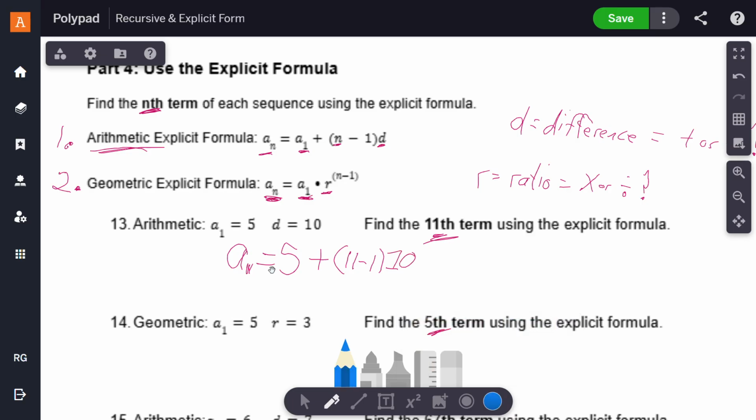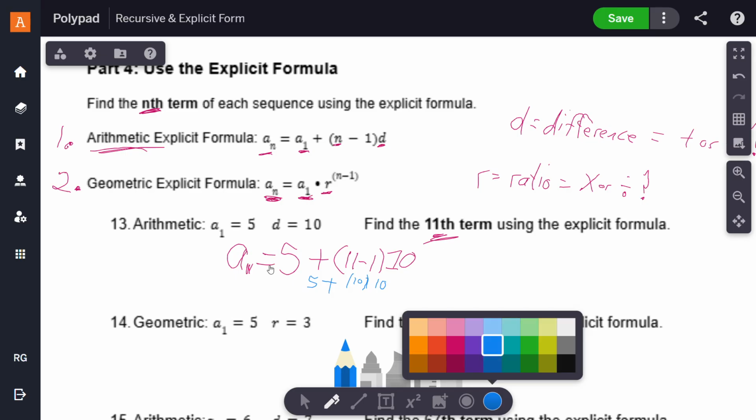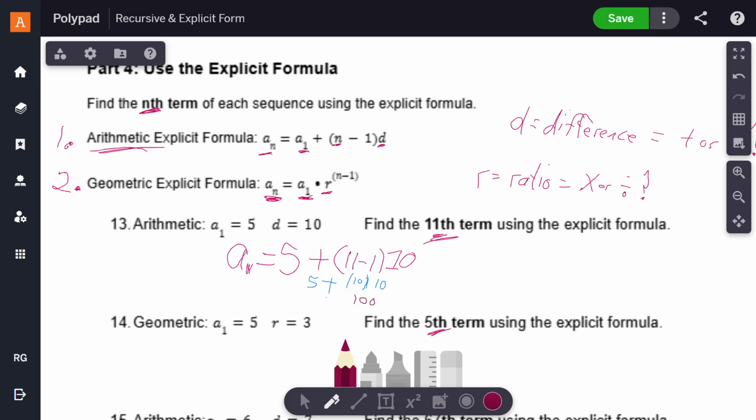All right, we can use the order of operations. Parentheses are first, so 11 minus 1 gives me 10. So now I have 10 times 10 plus 5. Again, order of operations. Whenever you have a number in parentheses next to a number outside, that means multiplication. We always multiply before we add. So we'll do 10 times 10 first, which is 100, and 5 plus that 100, meaning that our A11, our 11th term, will be equal to 105. And that's how you use the explicit formula for an arithmetic sequence.